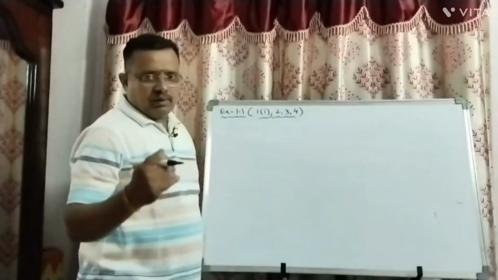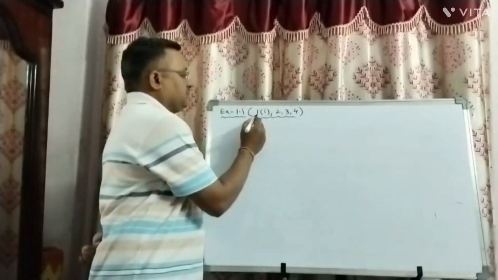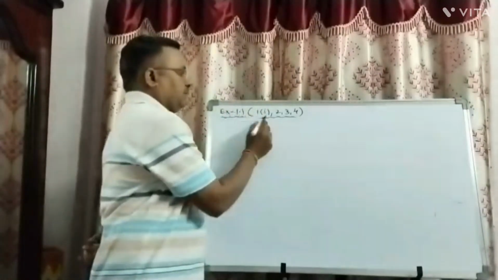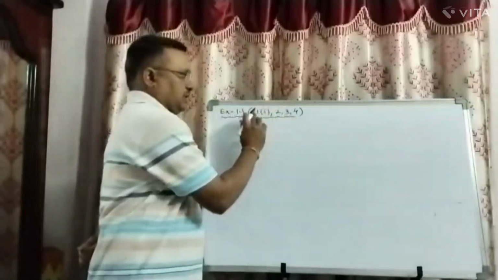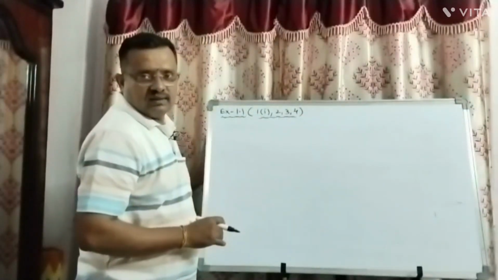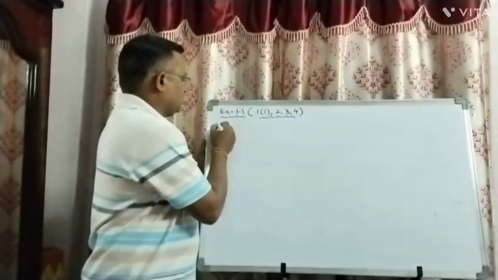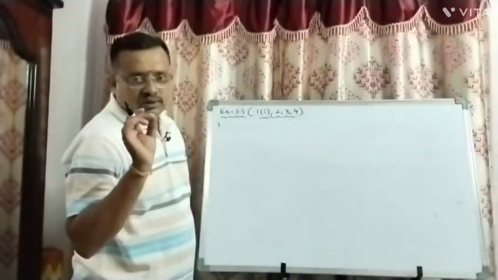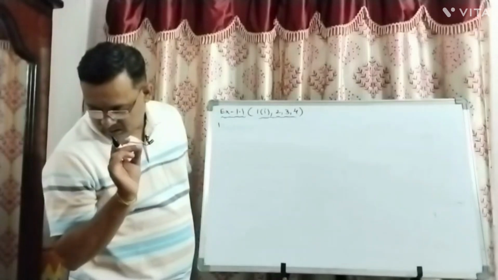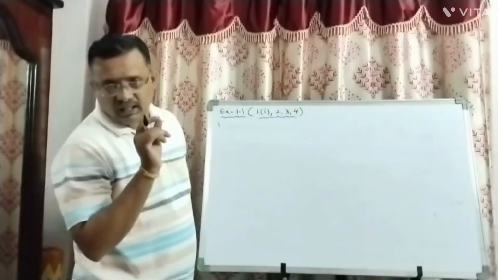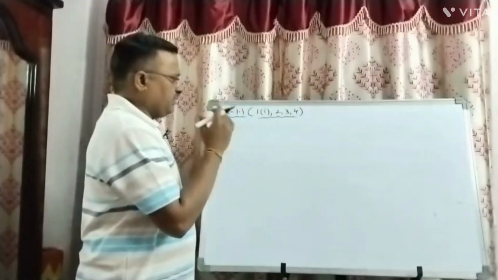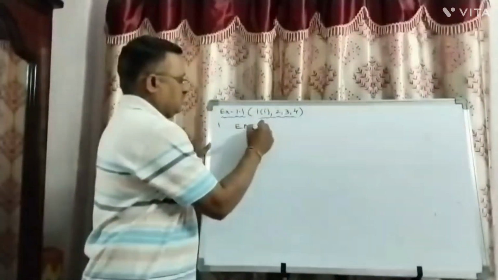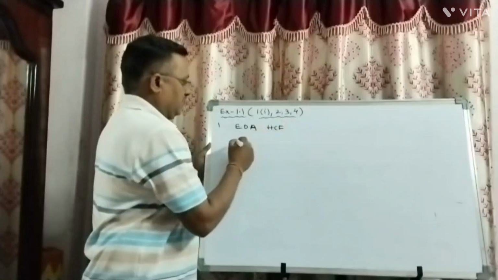In this, 5 problems are there. Among them, the most important problems from the examination point of view are the first problem, the second one, the third one, and the fourth one. So what does the first one contain? They are telling us to use Euclid's division algorithm to find out the HCF of the following numbers.